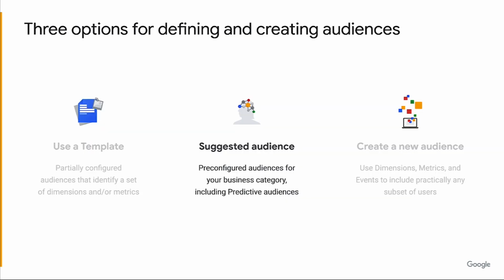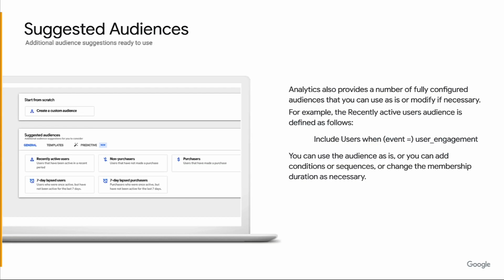Next, you can use a suggested audience. Analytics provides a number of fully configured audiences that you can use out of the box, as is, or modify if necessary. For example, the recently active users audience is defined as to include users when the user engagement event is present. You can use the audience as is, or you can add conditions or sequences, or change the membership duration as necessary if you'd like.